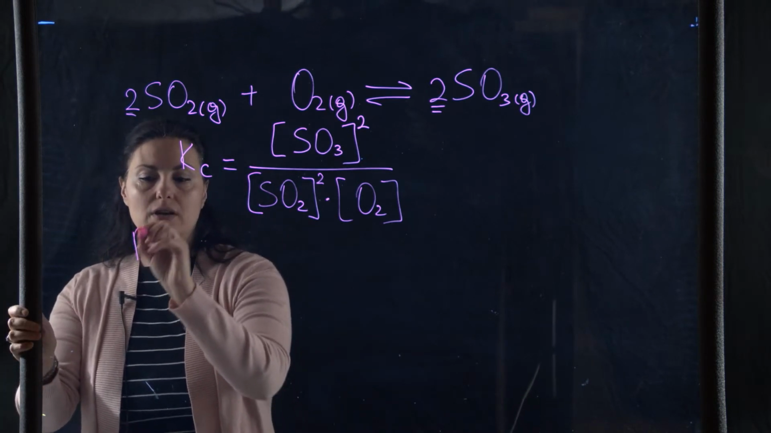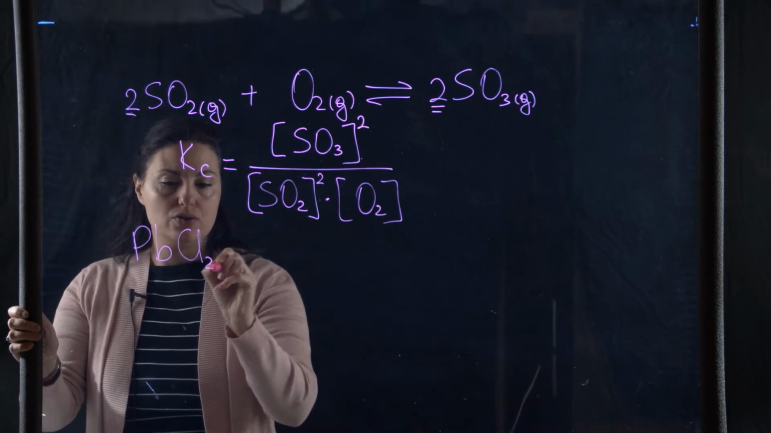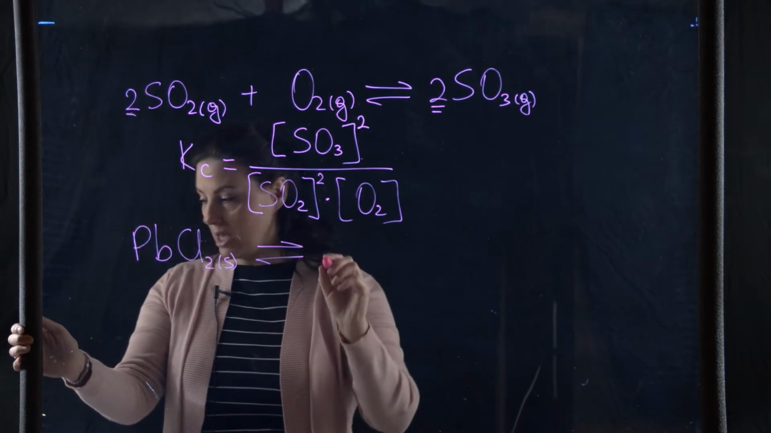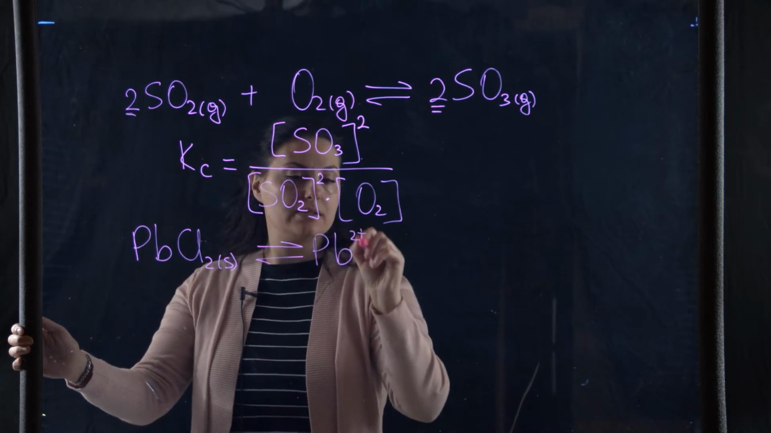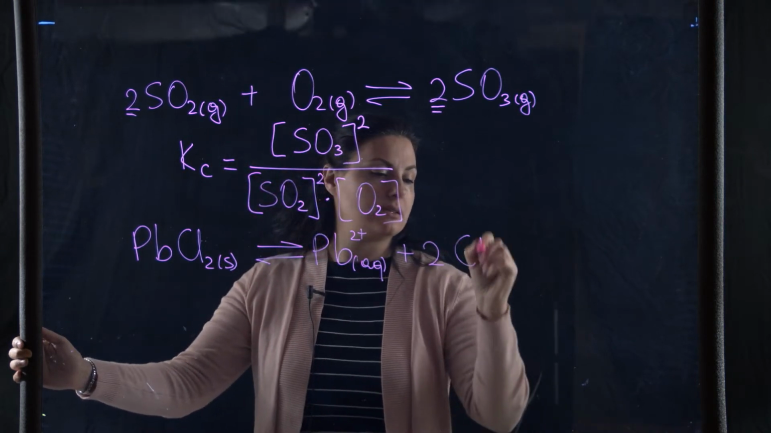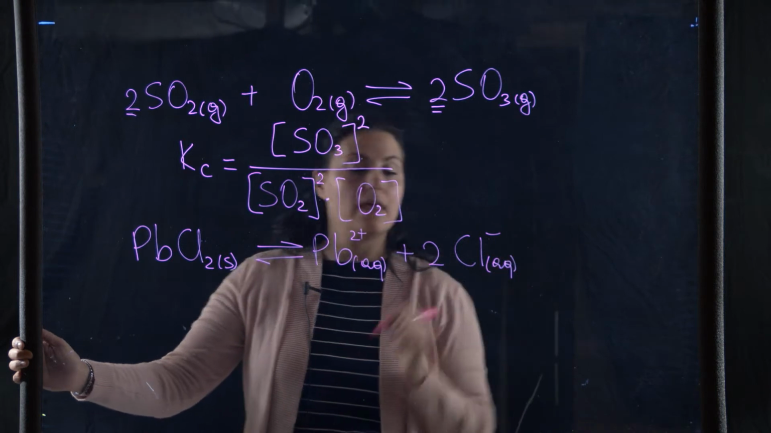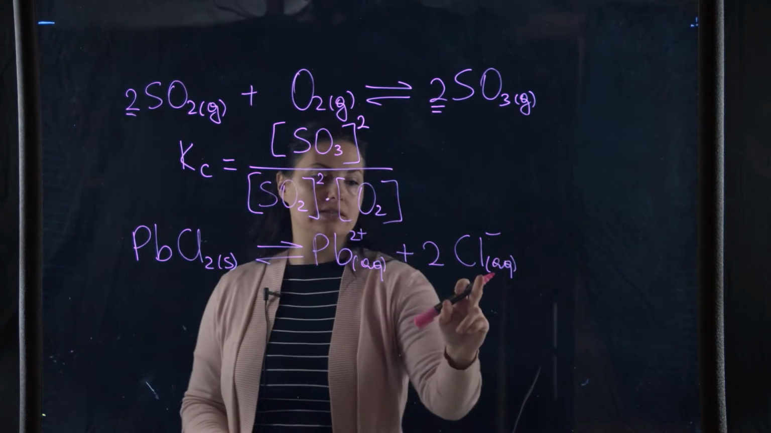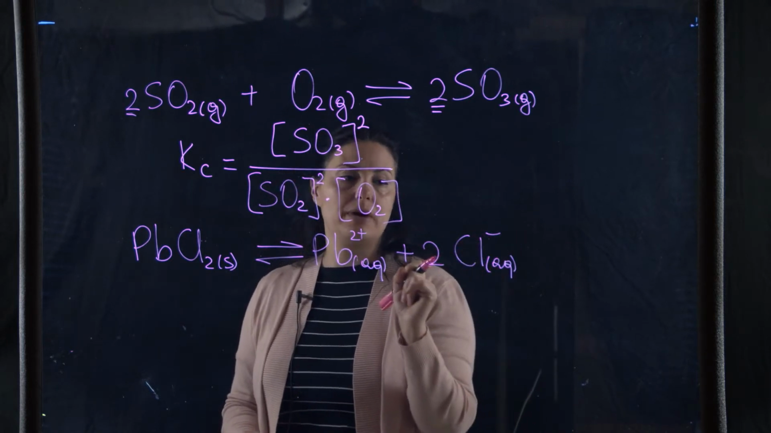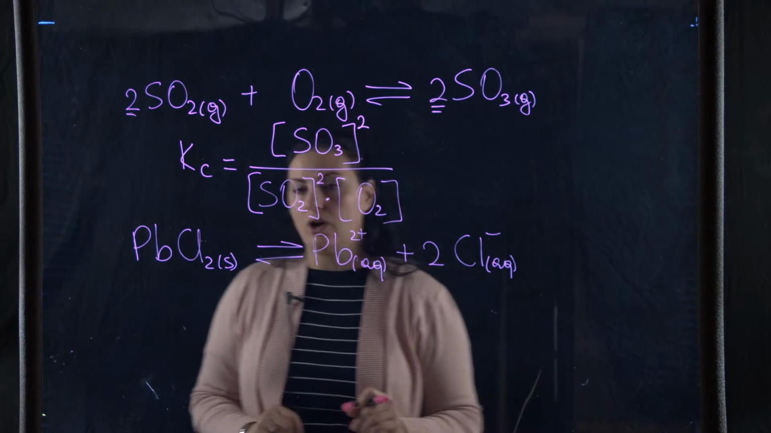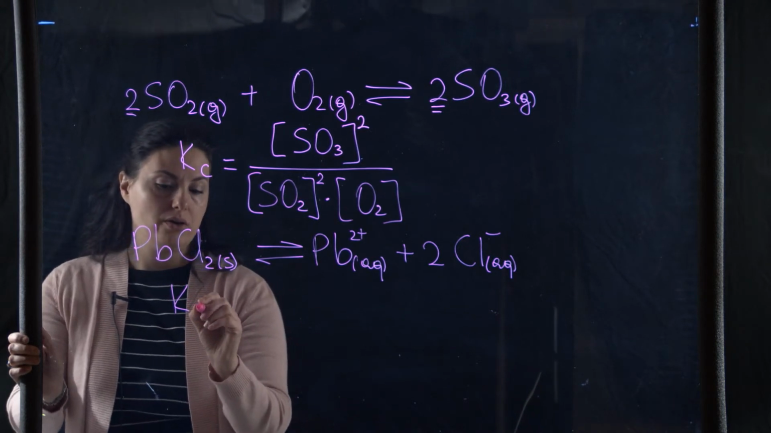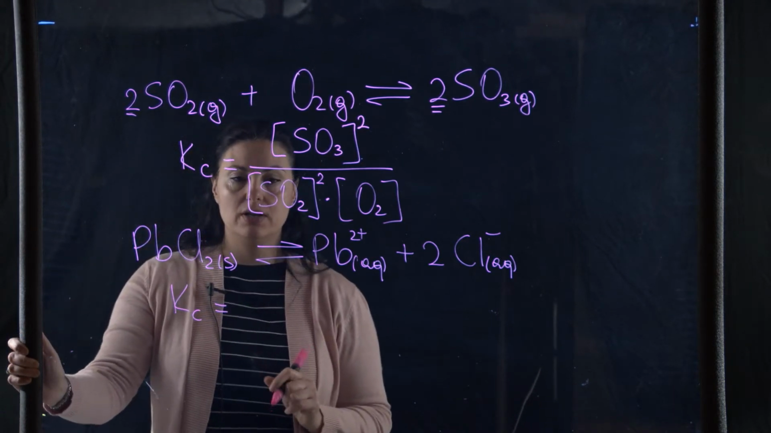I have lead 2 chloride as a solid, giving me lead 2 plus aqueous plus 2Cl minus aqueous. This is also balanced. I have 2 chlorines and 2 chlorines, 1 lead, 1 lead, so it's balanced. And my charges are balanced. 2 times minus 1 is minus 2 plus 2, so I am good to go. Now let's write the equilibrium expression for this particular reaction.